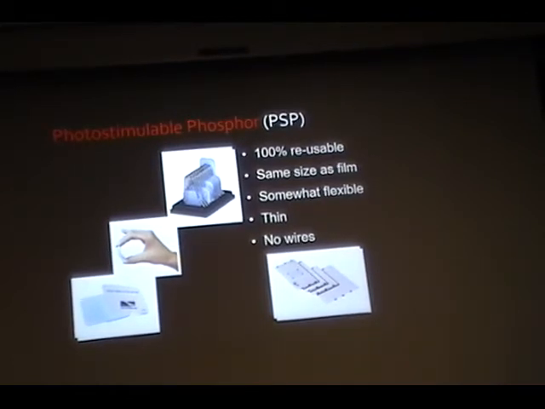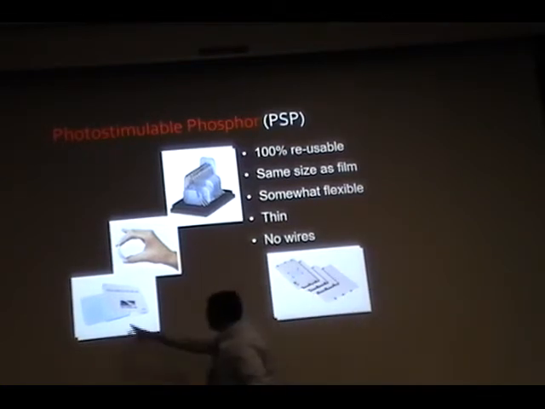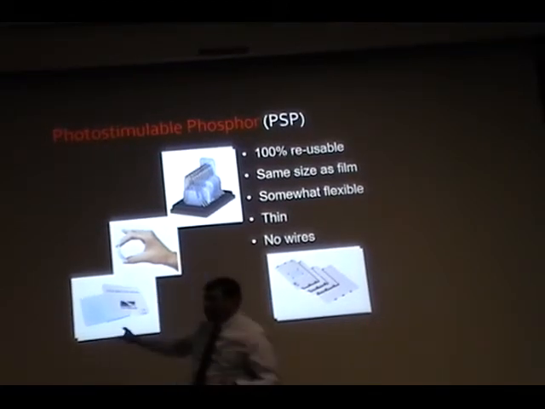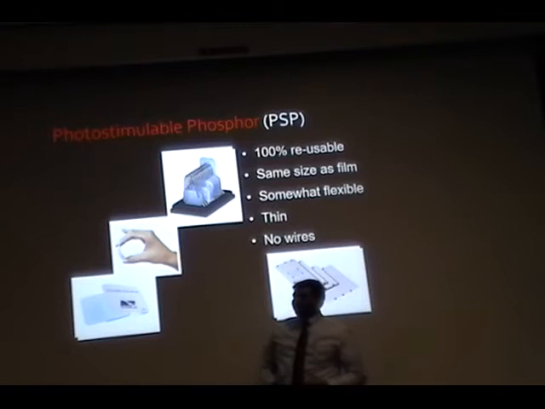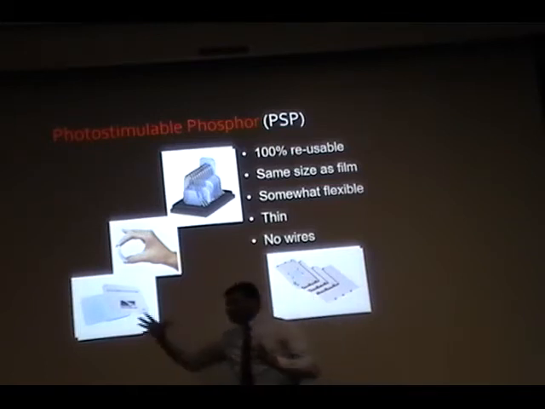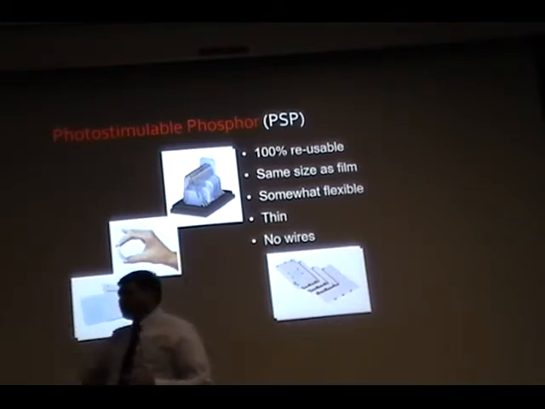You can use one phosphoplate, like this one, these are the phosphoplates, for at least 1,000 retakes. Even if you lose one, you're not going to lose a lot of money because it's $20, right? Compared to the direct digital sensors that we have, if somebody steals one, they're losing $10,000.